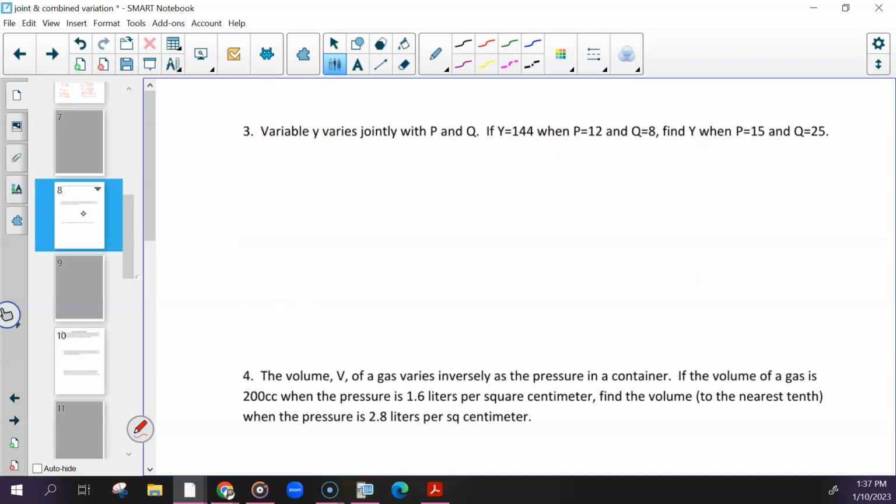Starting with 3. Now we have variable y varied jointly with p and q. So think about how we were just writing our jointly equations. How would we set this up? Eva. You're missing one thing. K, P.